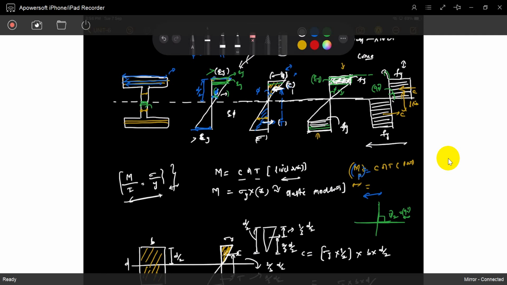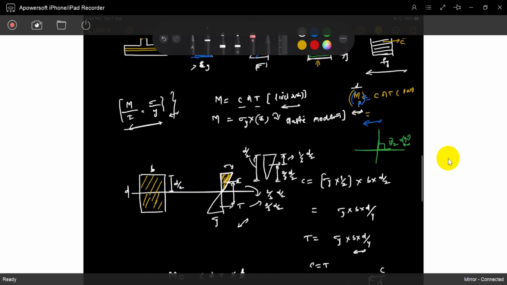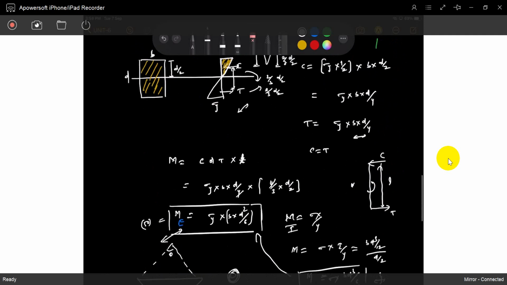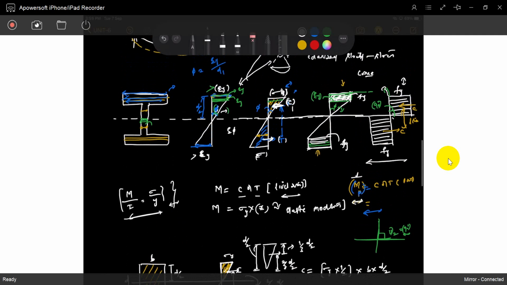What is the moment carrying capacity? Now, what is the moment carrying capacity of this section in a plastic analysis, sir? In an elastic analysis, we already developed it: M is sigma multiplied by Z, where Z is I by Y. This is Z, the section modulus. We call it the elastic section modulus. So for plastic analysis, what is the moment carrying capacity, sir?